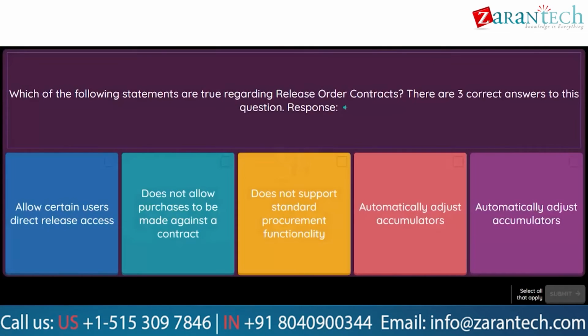Question: Which of the following statements are true regarding release order contracts? There are 3 correct answers to this question. Response: Option 1, allows certain users direct release access. Option 2, does not allow purchases to be made against a contract. Option 3, does not support standard procurement functionality. Option 4, automatically adjust accumulators.